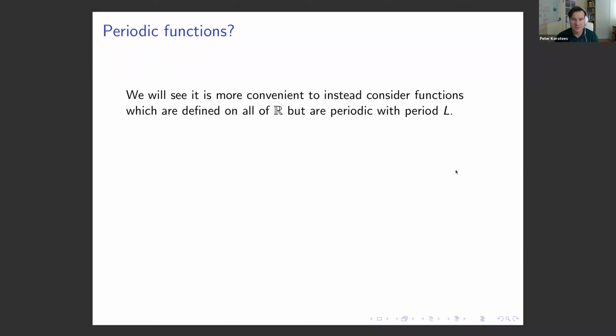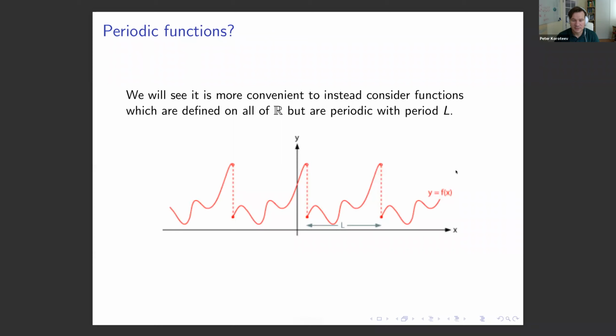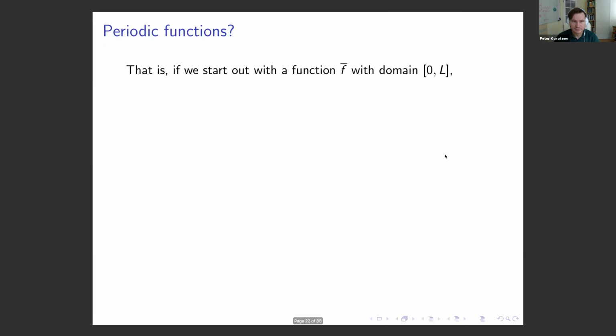We will see that it's more convenient to instead consider functions that are defined everywhere on R, but are periodic with period L. So we'd simply take this segment and periodically replicate it infinitely many times. It may result in junctions and discontinuities at the boundaries of the segment. That's the first step in understanding the Fourier series.